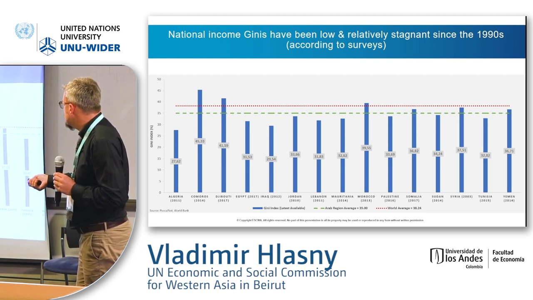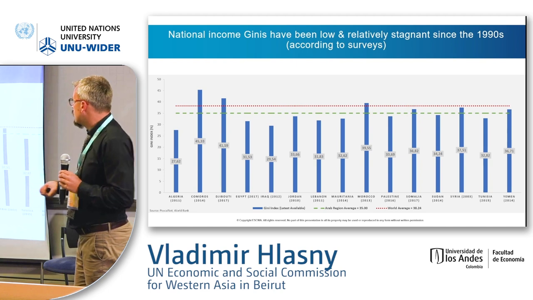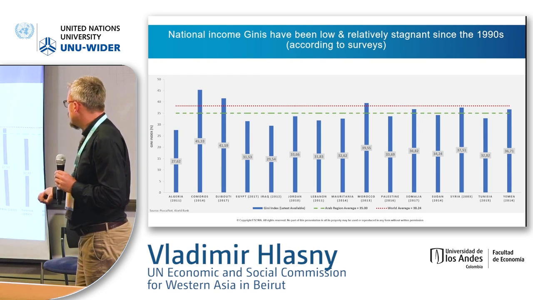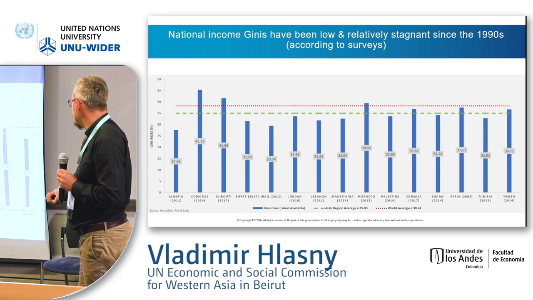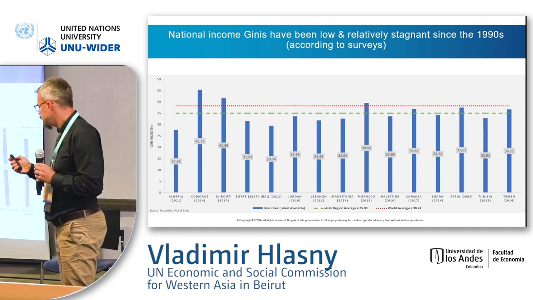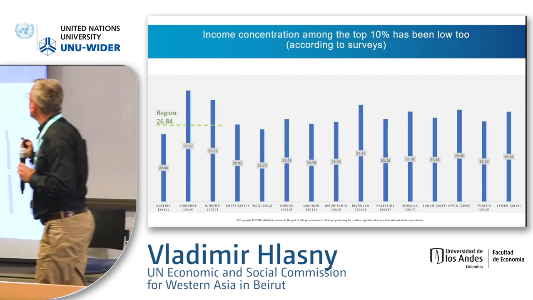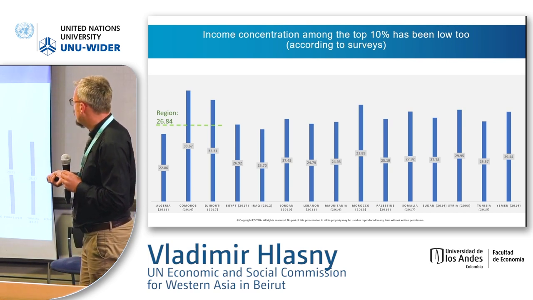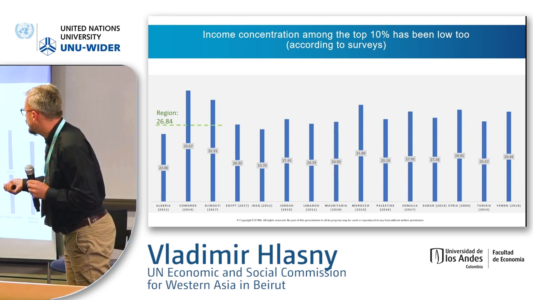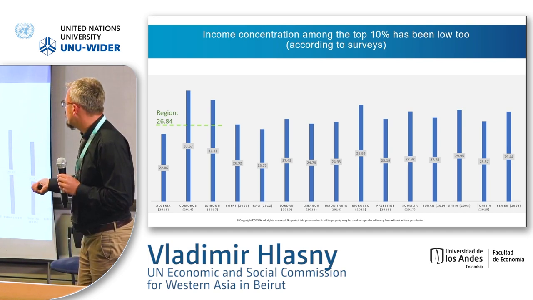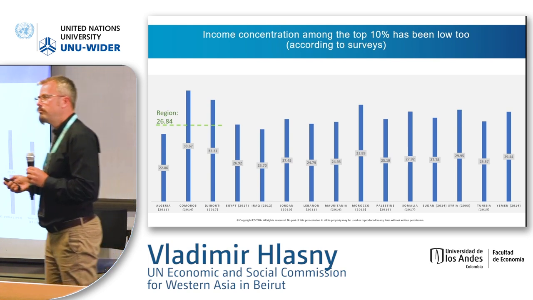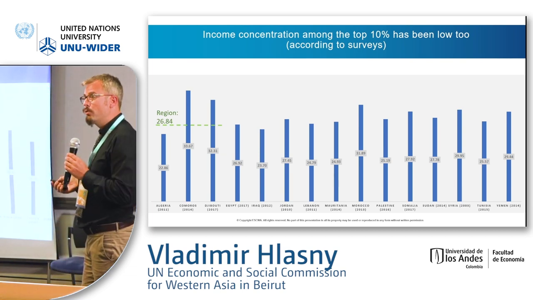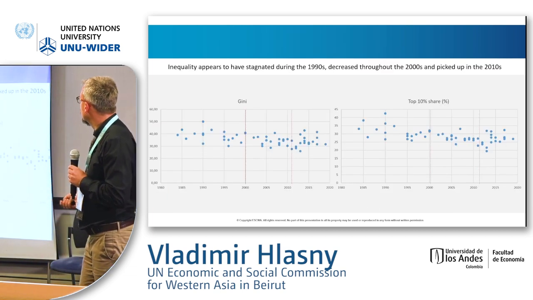So we find that the Gini coefficient from these household surveys is quite low. The Arab region average is a Gini of 35 compared to the world average of 38. Looking at the income share of the top 10% of the population, again, we have pretty low figures for inequality, around 25 to 34 percent of aggregate income share going to the top 10% of the population.